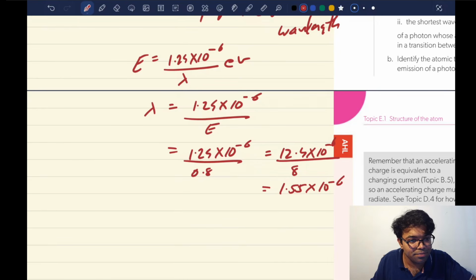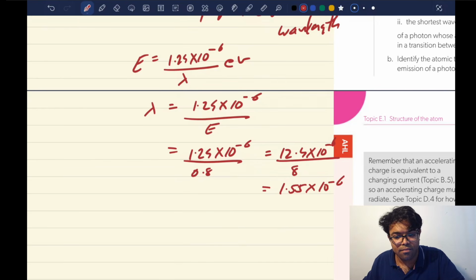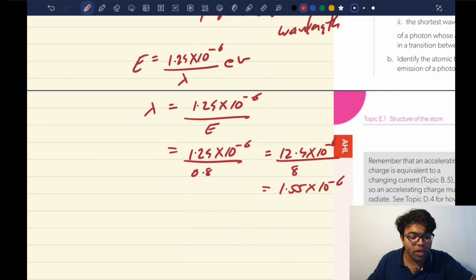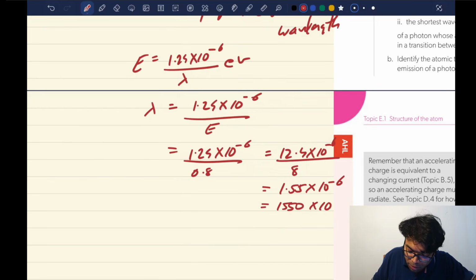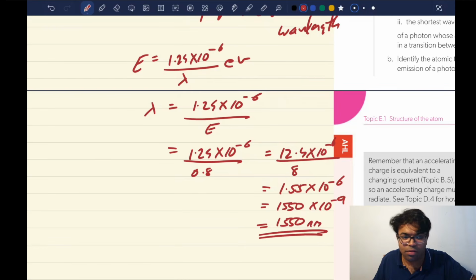Okay, clear? Can you just check the answer for me? I wrote it in micrometers. So 1550 into 10 to the power minus 9, or simply 1550 nanometers. Correct? Simple? Easy? Now, you do it for the shortest one and let me know the answer.